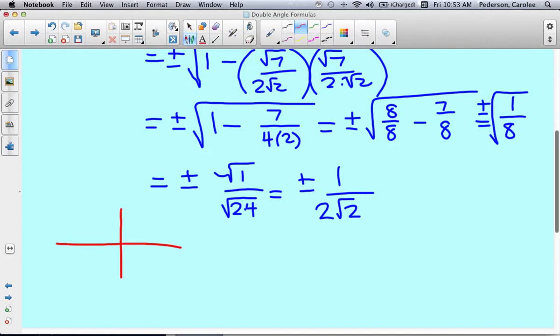It told us that theta is also acute. So which quadrant is the sine of theta positive for an acute angle? It's in quadrant 1. So we can eliminate the negative. So the sine of theta is 1 over 2 square roots of 2. Again, make sure you rationalize it.